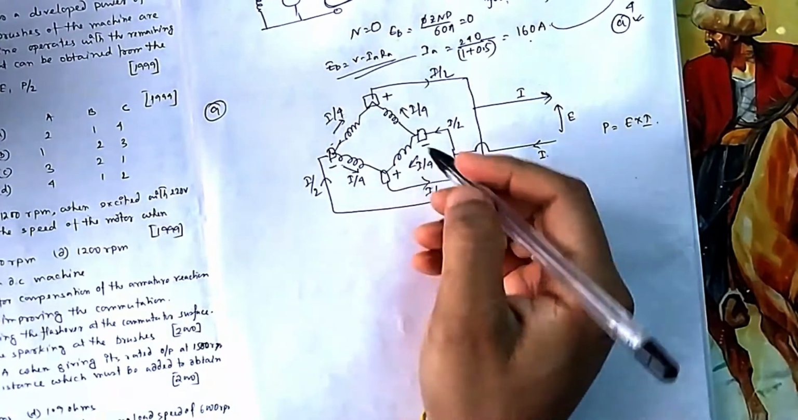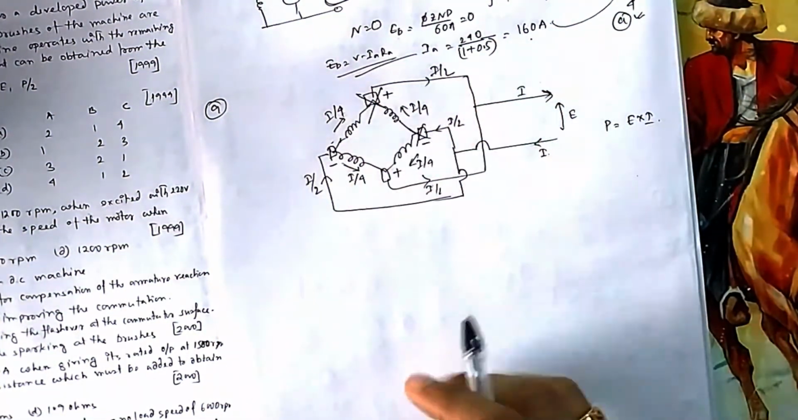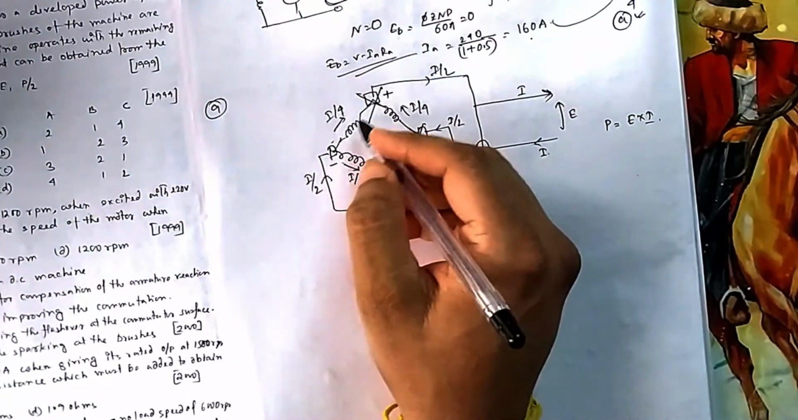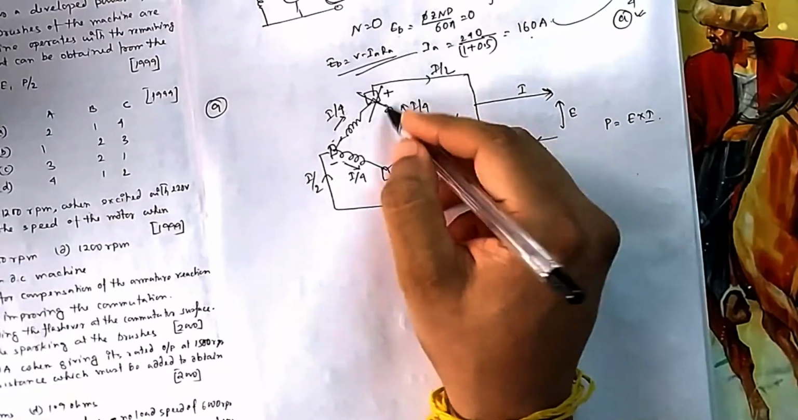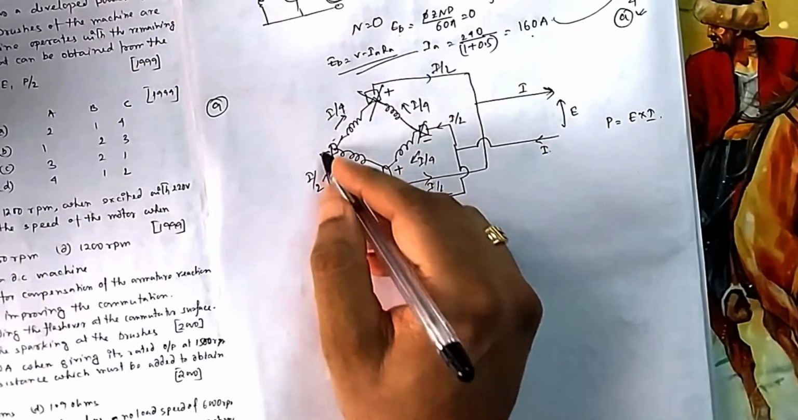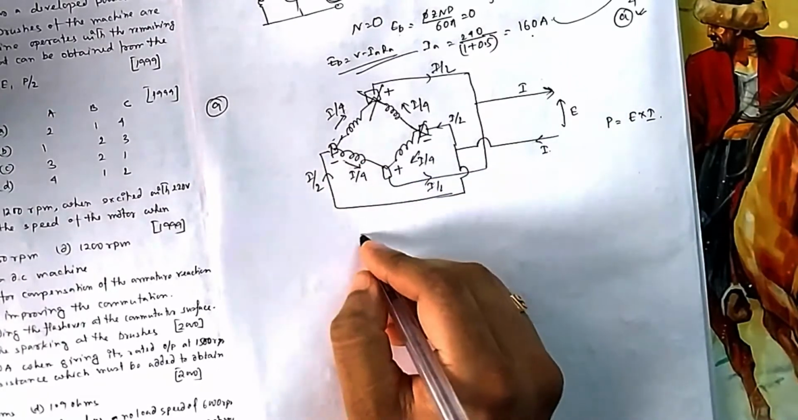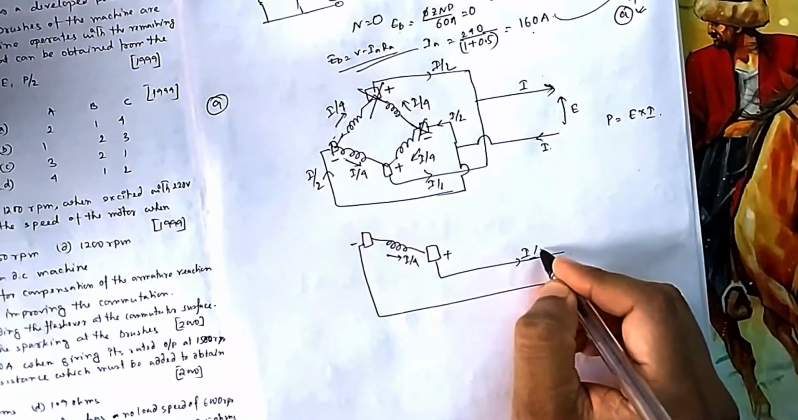Now suppose any 2 adjacent brushes. Suppose I cancel this brush and this brush. These 2 brushes are grounded. Now this current cannot go, because this current cannot come here. So these I by 4 currents will not be collected. So only currents will be collected through here. So you can see now, this is your I by 4. So this current I by 4 will flow here.